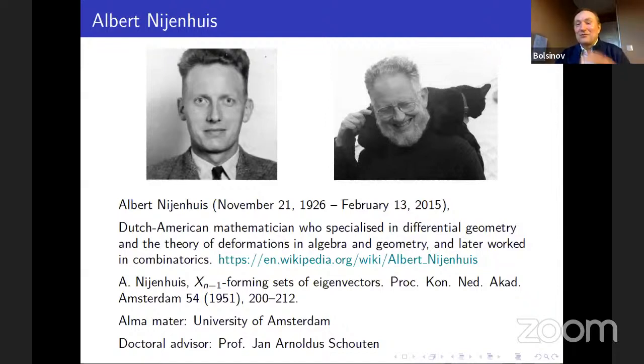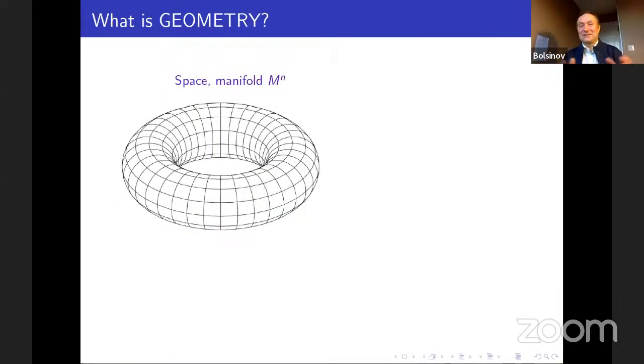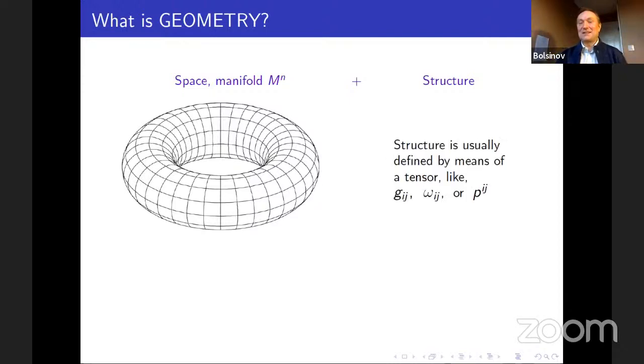What is geometry? Of course, when someone like Euclid said geometry, he probably meant something else. What do I mean by saying geometry? It consists of two parts. The first part is a manifold, of course, like a torus, say. The second part is the geometric structure. What is a geometric structure? The most common way to introduce a geometric structure is to define it by means of a certain tensor field, like a Riemannian metric or symplectic structure or Poisson structure.